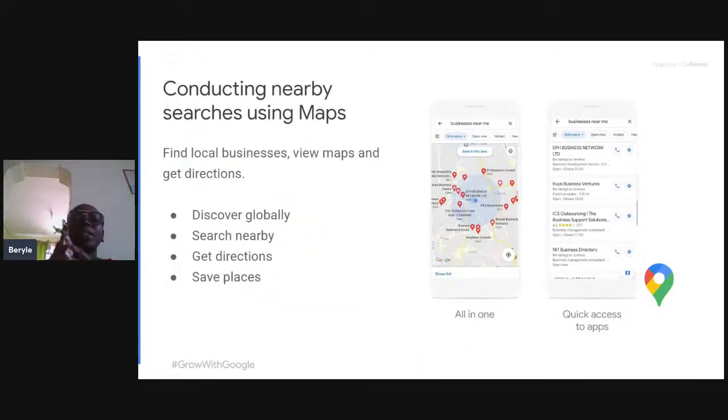So let's look at when people are conducting nearby searches using Maps. You're able to get discovered globally. When you conduct nearby searches using the nearby feature on Maps, I've talked about being discoverable globally. So if say Udemy has a business in Nigeria, and I know the name of the business and search for it online, I'll still be able to find him.